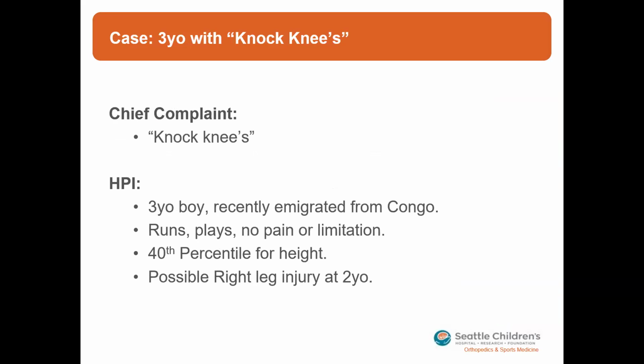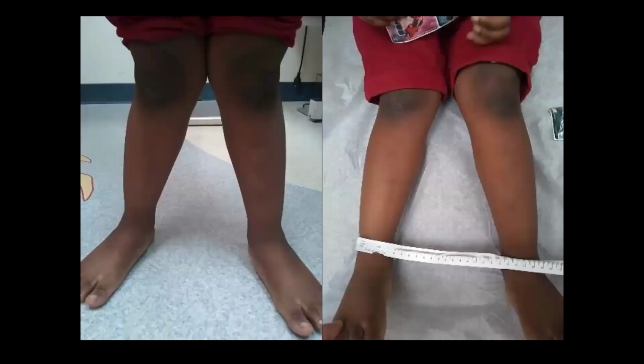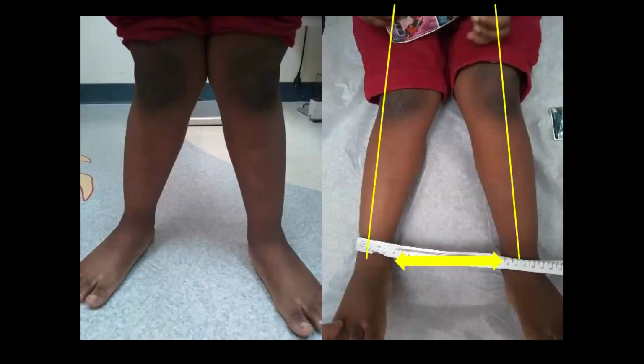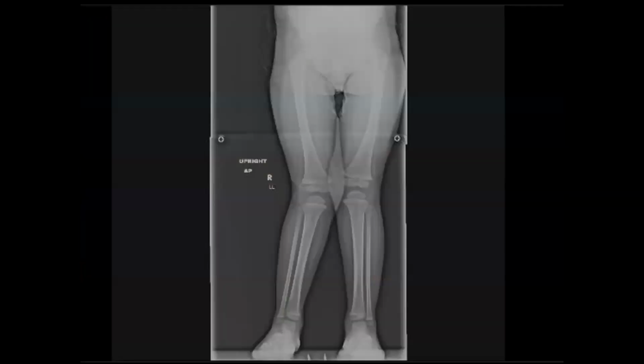All right, this kiddo is 3. He has knock knees. Just immigrated from the Congo. He runs and plays. He has no pain. 40th percentile for height, but one side slightly more than the other, and he has this possible remote injury at 2. So his intermalleolar distance is well in double digits. And you can see that his right side is angulated more than the left.